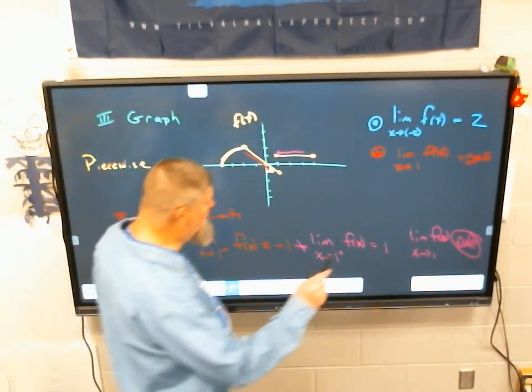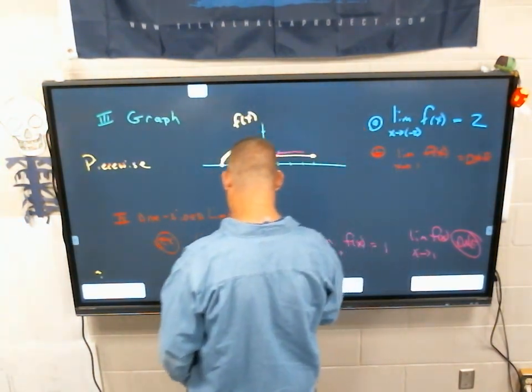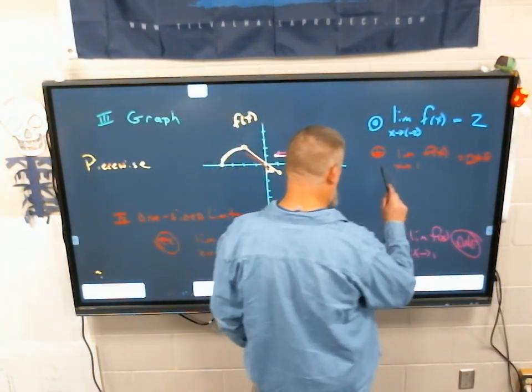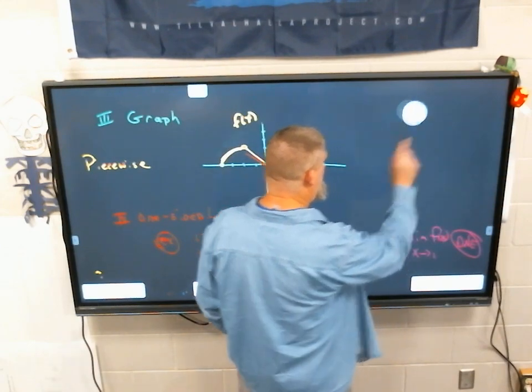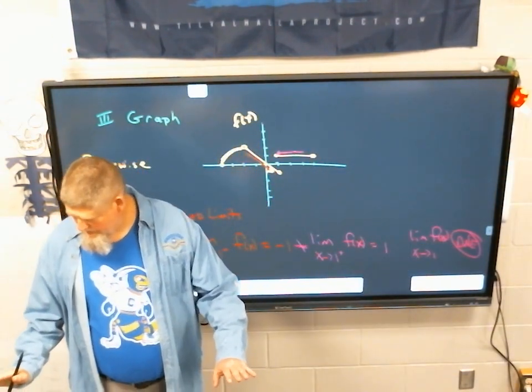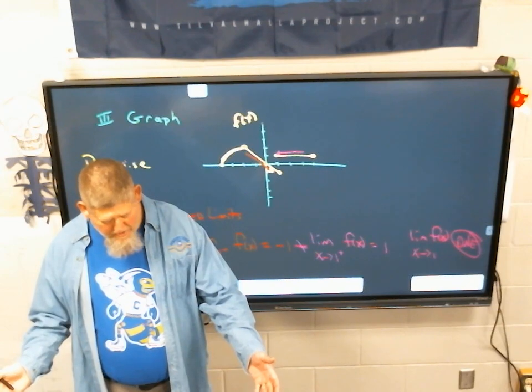Okay, one more, see if you can figure this one out. This is a little bit of a challenge for you. Now that we looked at one-sided limits, do one-sided limits make sense? Yeah. You just look at one side or the other? Yes.